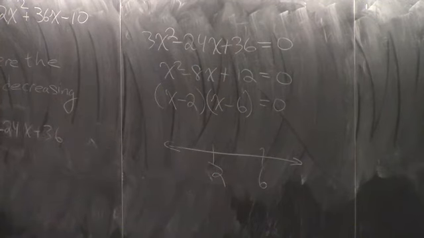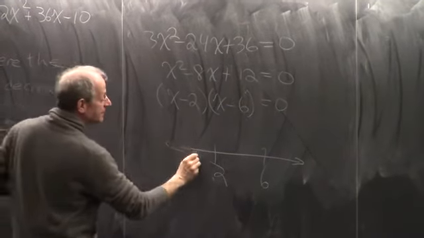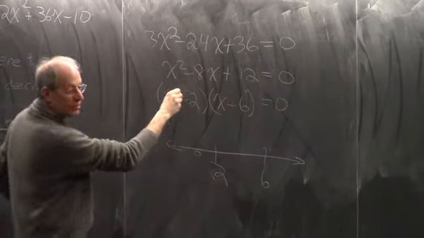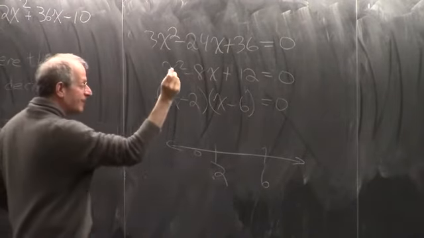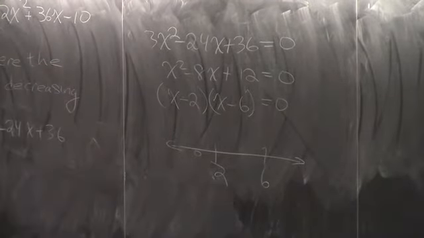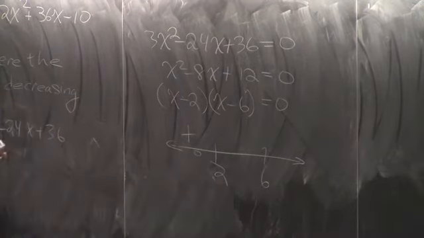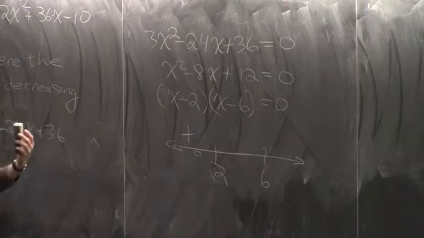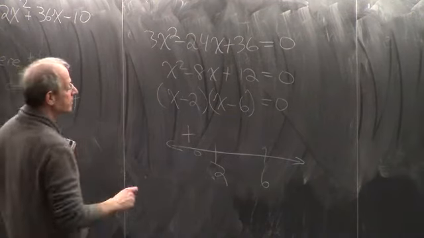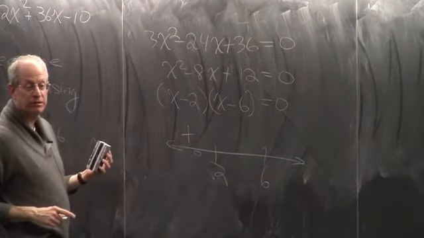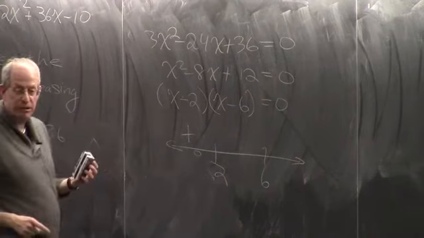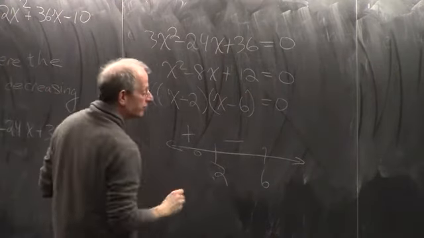You plug it into the derivative and see if you get positive or negative values. Take 0, for example. That's a nice number. Plug it in here: 0 minus 2 is a negative number, 0 minus 6 is a negative number, and a negative times a negative gives you a positive. So the function is increasing everywhere less than 2. Then pick a number between 2 and 6, like 3. 3 minus 2 is positive, 3 minus 6 is negative, and a positive times a negative is a negative.